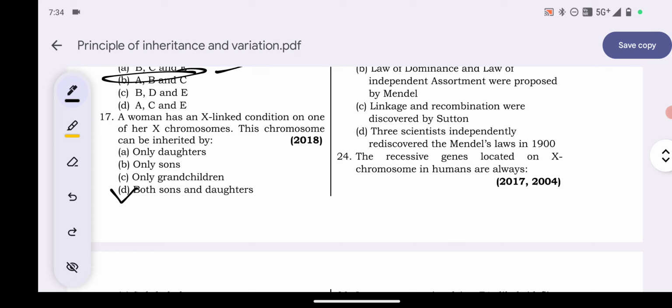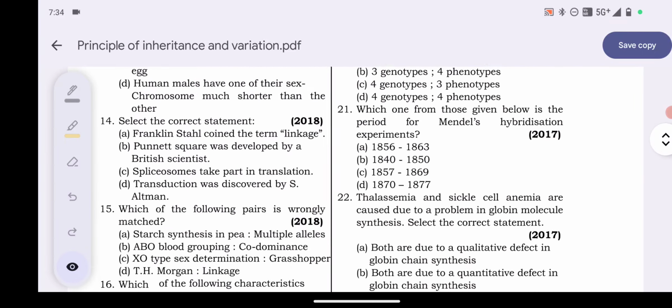Explanation: a woman has only X chromosomes, which she can pass to any child, that is a boy or a girl. In contrast, a man can pass the X chromosome to only his daughter and the Y chromosome to only his son. So option D is the answer. Question number 18.